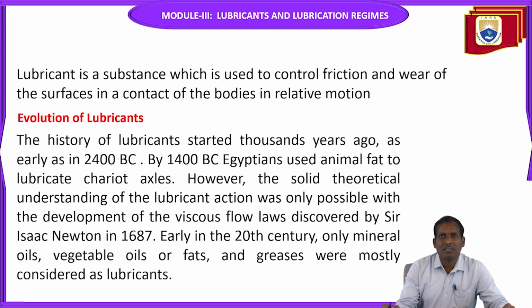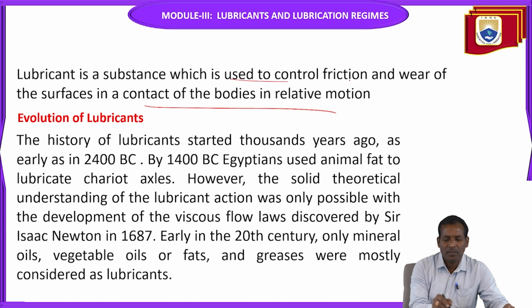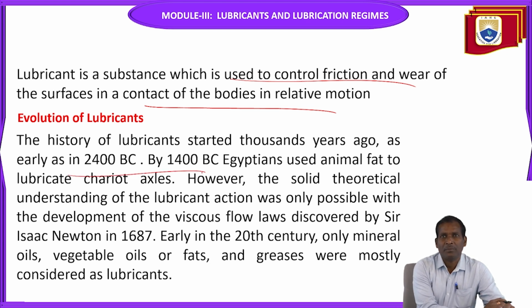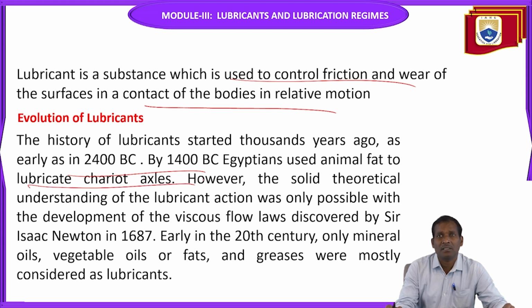The lubricant is a substance which is used to control friction and wear of the surfaces in contact of the bodies in relative motion. So it is used to control the friction and wear of the surfaces wherever two bodies are in contact. What is the evolution of lubricants? The history of lubricants started thousands of years ago. As early as 2400 BC, by 1400 BC, Egyptians used animal fat to lubricate chariot axles. For their chariot axles, they used this lubricant oil, the animal fat.